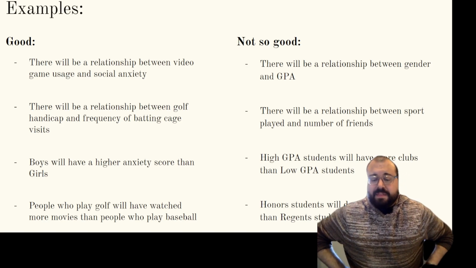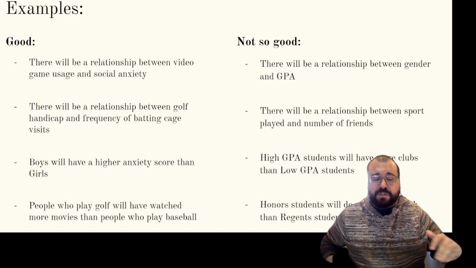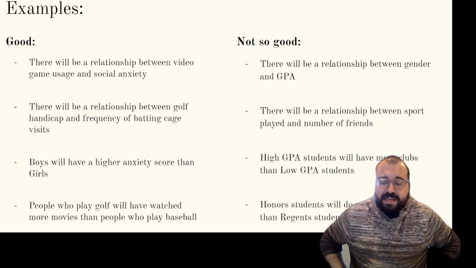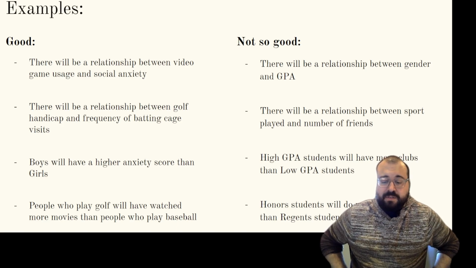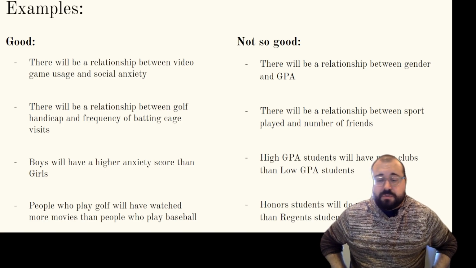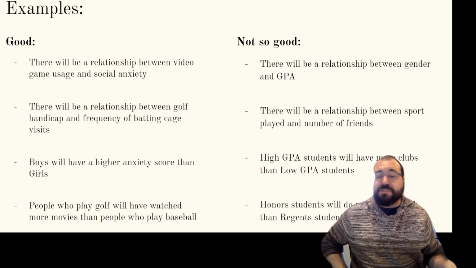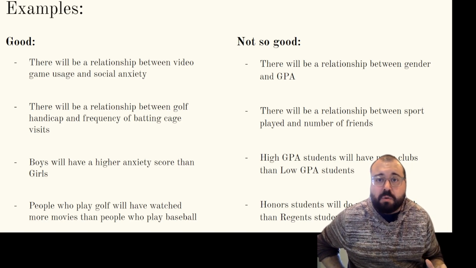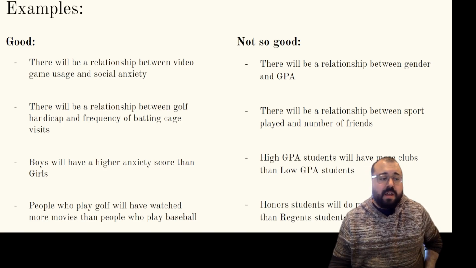So that is more of a variable and not something that's a group. Okay? And then lastly, honor students will do more homework than Regent students. This is really a good hypothesis, right? You have honor students and Regent students. Those are two groups, right? And then more homework, so we can measure that number of hours spent doing homework per week, right? We can make ourselves a nice variable there that's going to vary amongst students.